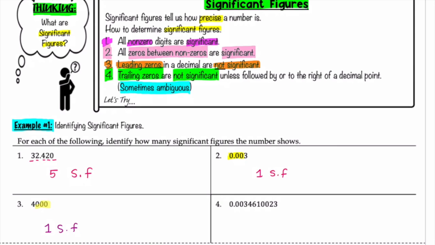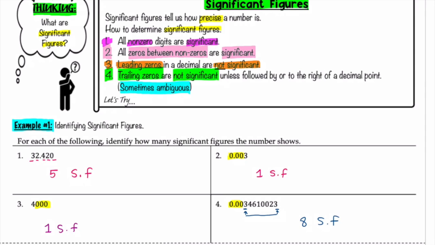These zeros are not significant. Again, this is a special case. Sometimes it's ambiguous because those zeros might actually be significant. Number 4, I am going to look at that last 3, and all those numbers in between are significant. The zeros in front are not significant. So here we have a total of 8 significant figures.